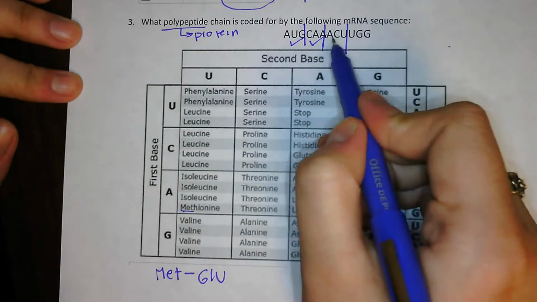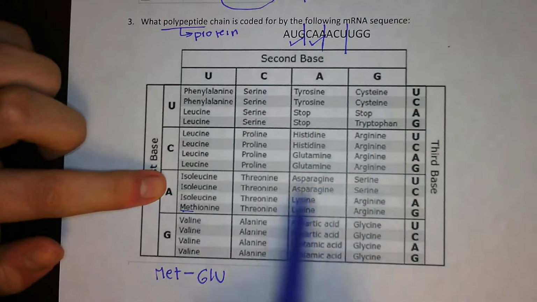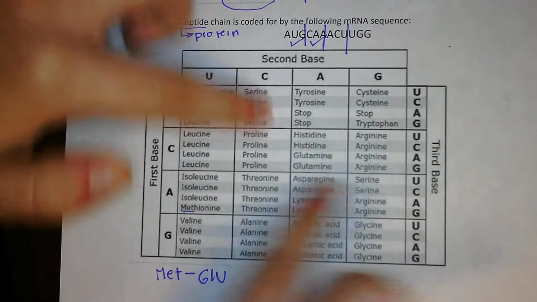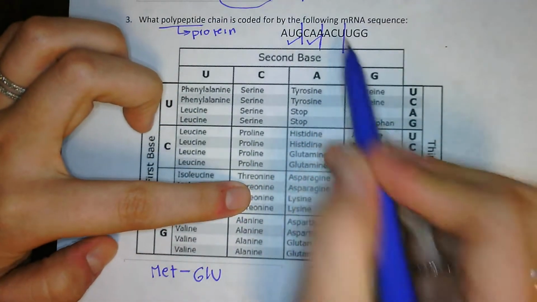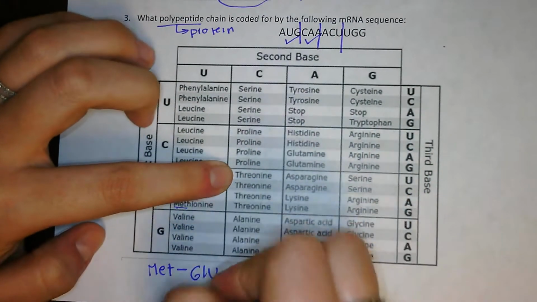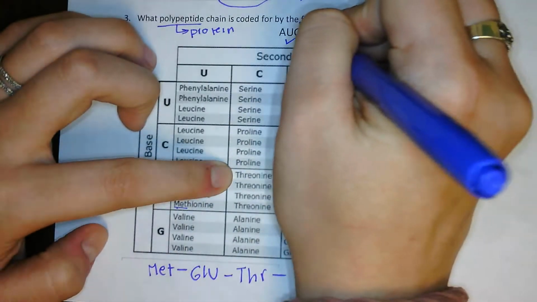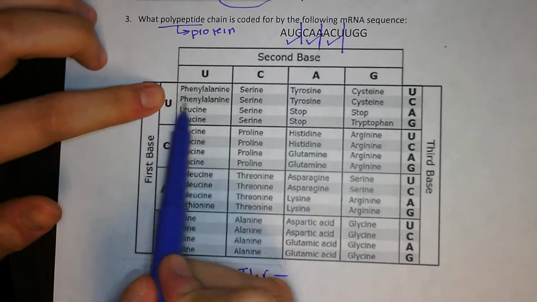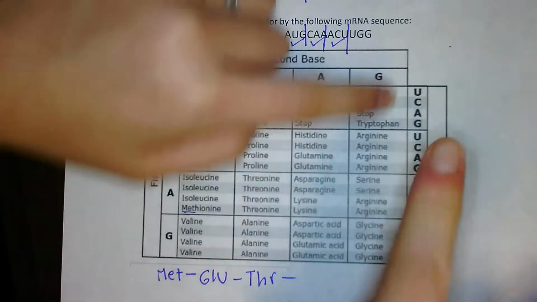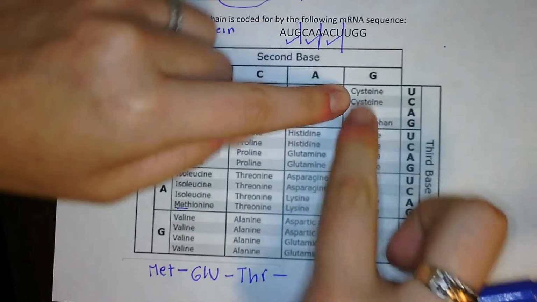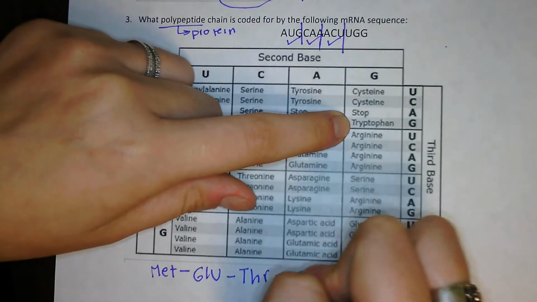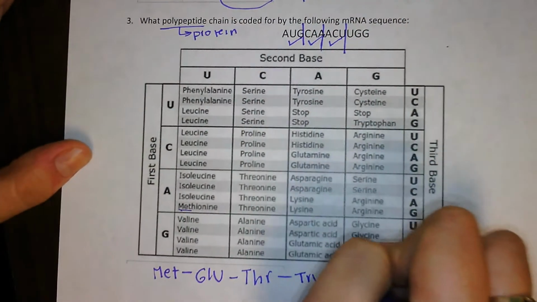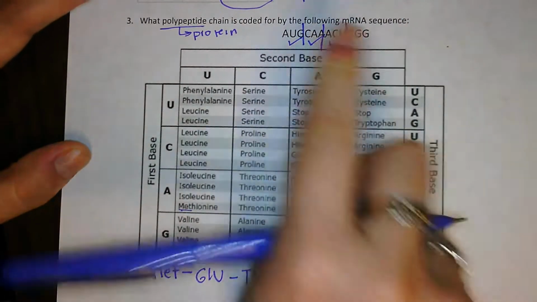Third amino acid, ACU. A is my first base, so it's going to be in this row. C is my second base, so in this column, so where this row and this column cross, right here. And U, U. So threonine, THR. That's my third amino acid. Last but not least, UGG. U is my first base, so it's in this row. G, so where these cross, so right here. UGG, tryptophan, TRY. And those are my 4 amino acids, the polypeptide chain. So this is my protein made by this mRNA sequence.